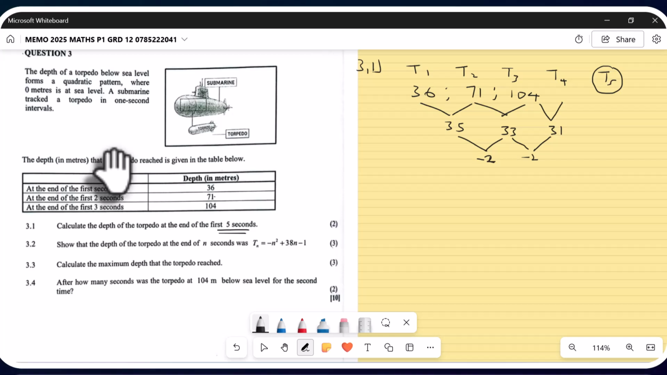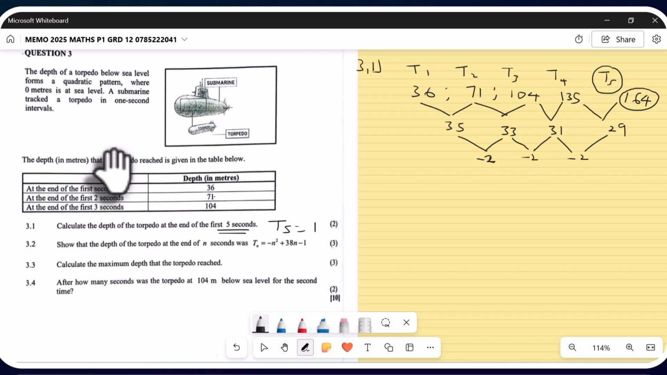And again, I'm going to say now 31 minus 2, because it's quadratic, I get 29. Now to get my T5, I'm going to say 135 plus 29. What do you get? Here, it gives me 164. So the answer which they want is 164. So the T5 is 164 meters below the sea level.